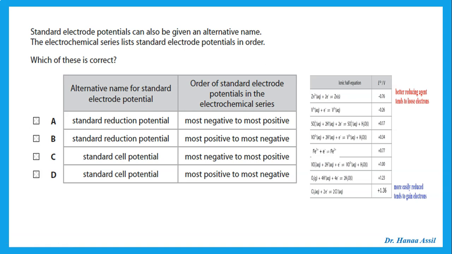Now, what is the order of standard electrode potentials? Well, we said we start on top from the most negative to the most positive. So we said the one on top is the better reducing agent, tends to lose electrons. So it is at the top, the zinc loses electrons. And the one down is the most likely to gain electrons, or the better oxidizing agent.